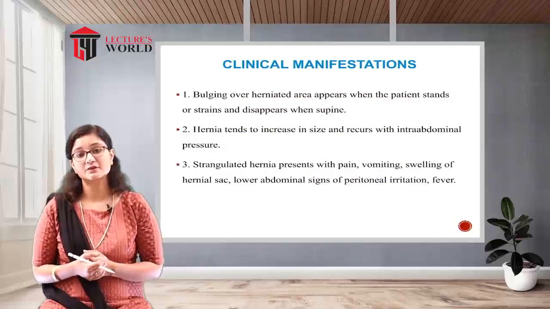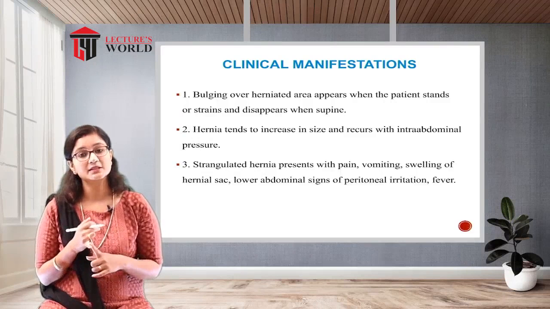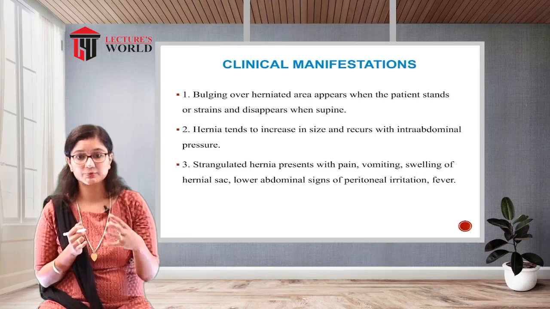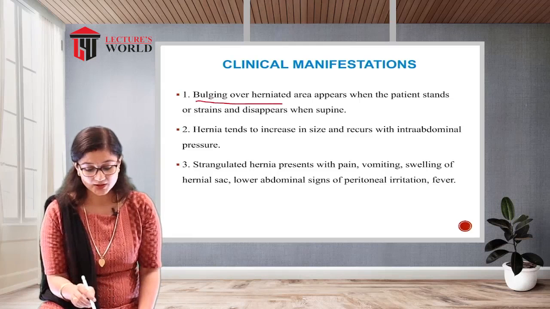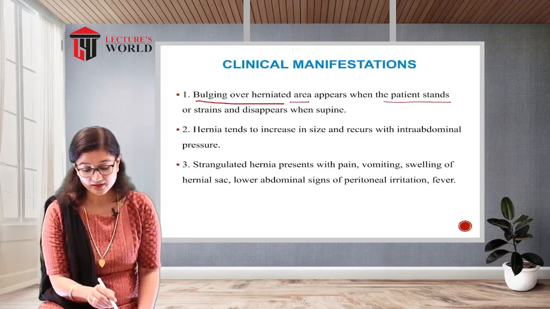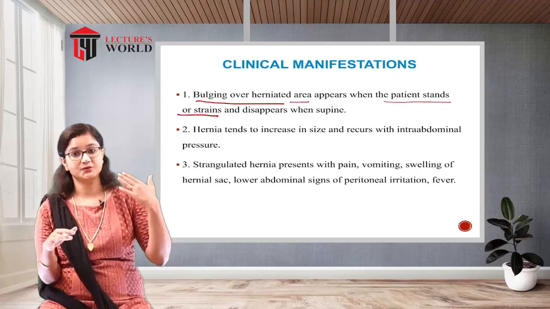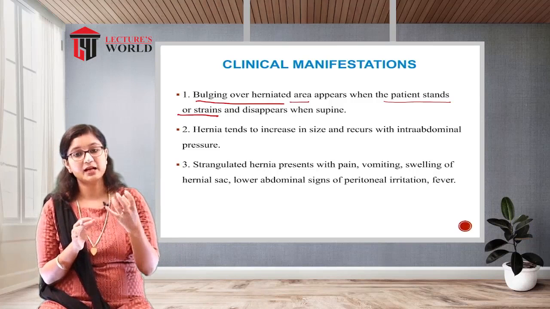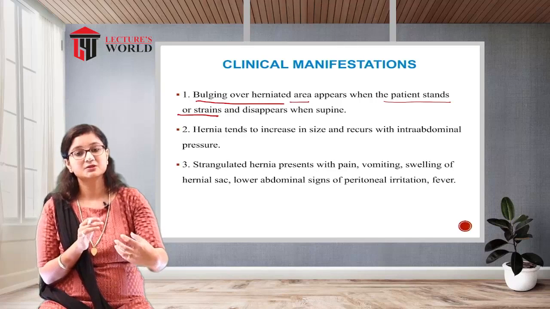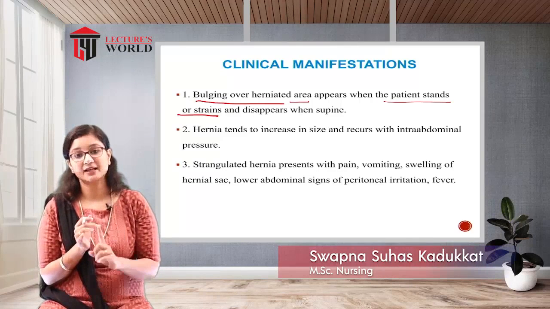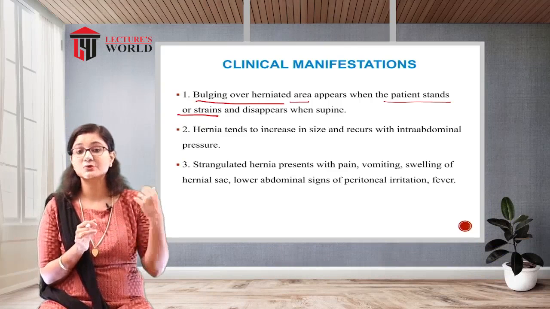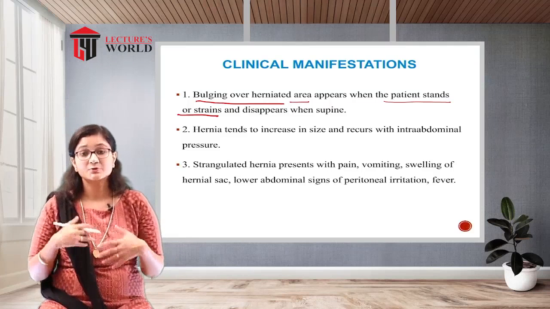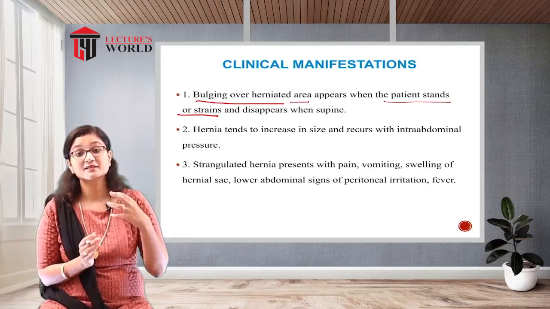Next is the clinical manifestation of abdominal hernia. The first commonly seen is something bulging. We have seen in the picture at the start also, something bulging out of the abdomen, right? Bulging over the herniated area appears when the patient stands up. Now remember, when a patient is lying down in a supine position, you won't see much of the bulging, but when he stands up, that particular organ comes out. So bulging is commonly seen when the patient is standing or straining. When he is straining during defecation, or when he is lifting, abdominal muscles are required at that time, and you can see something bulging out.